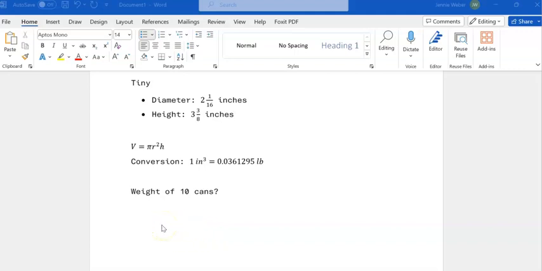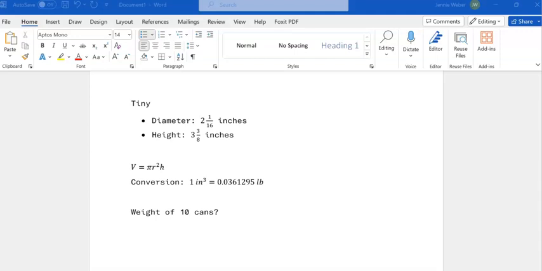Okay, let's do an example on how to find the weight of cans. So rather than use the ones I had, small, medium, and large, I also in my closet have tiny ones, little tomato paste cans. And so I went and measured those. So I've got the diameter and height just like I do for the others here.